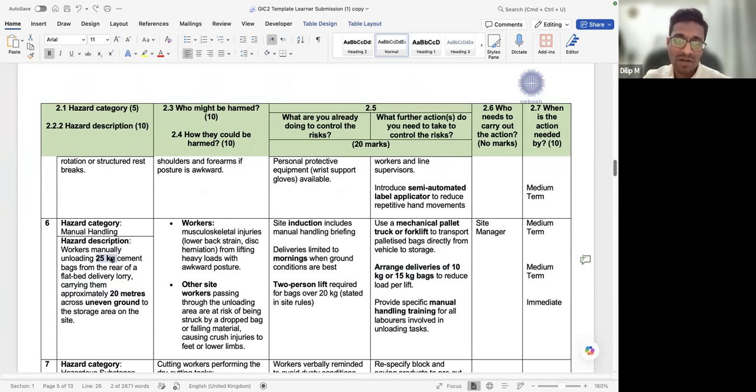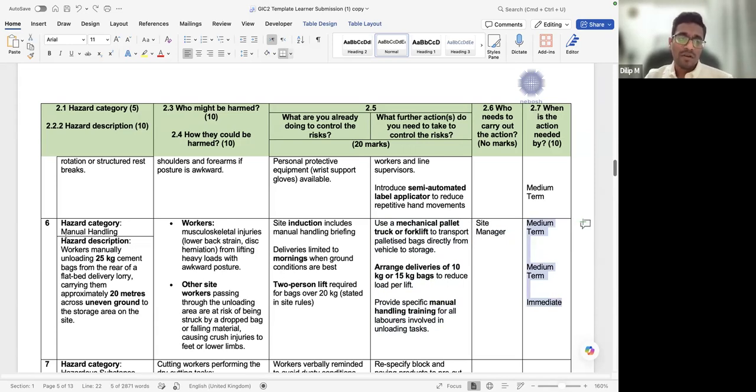So the bags are delivered at 25 kg. Now arrange deliveries of 15 kg or 10 kg bags to reduce load per lift and provide specific manual handling training. So this briefing alone will not be adequate. So provide manual handling training for all laborers involved in unloading tasks. Again, a range of controls, who is responsible, and for each of the three controls identified in column 4, the time frame is mentioned.